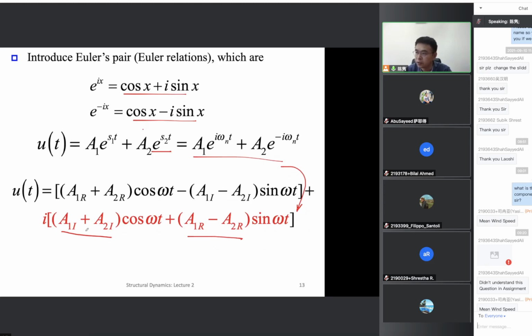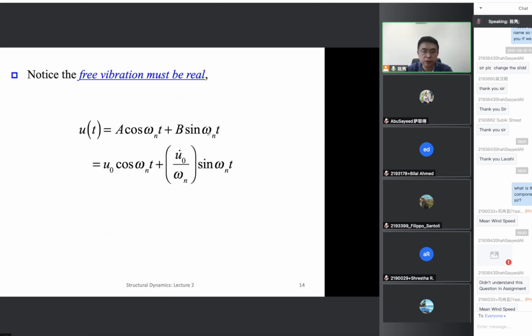So if this one becomes zero, which means this one equals this one, with a minus. So this one became 2A1, because you have a minus here. And this one is also the same, so this one became 2, double of this, double of this. So this part cancels. You can rewrite this like different solutions, like different A, B. So the key point here is the free vibration must be real.